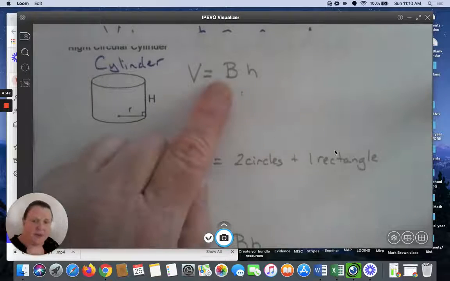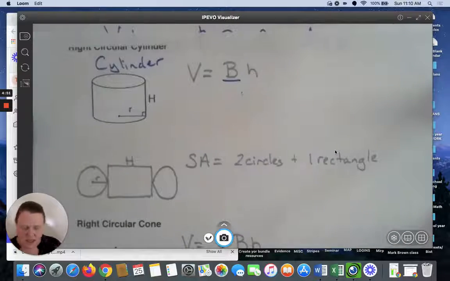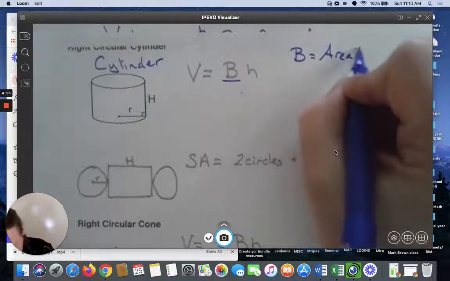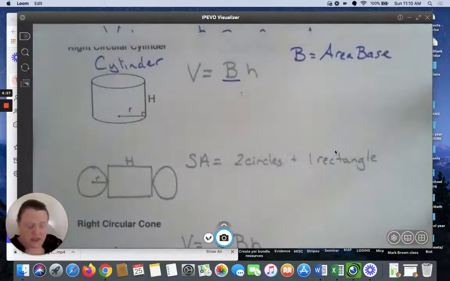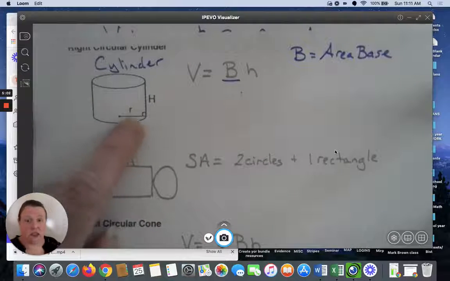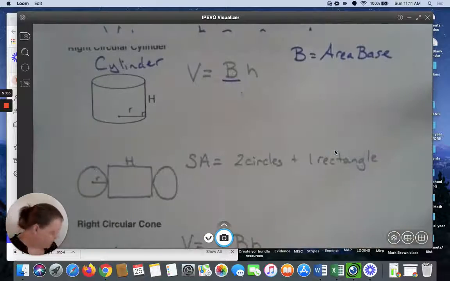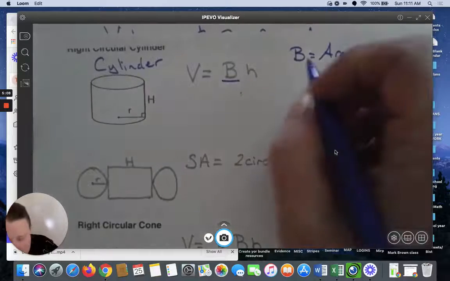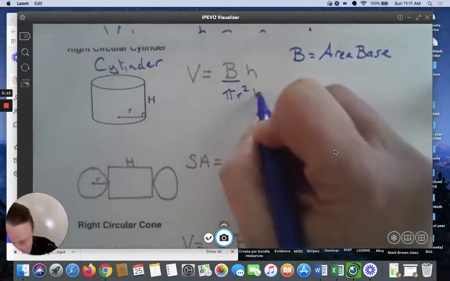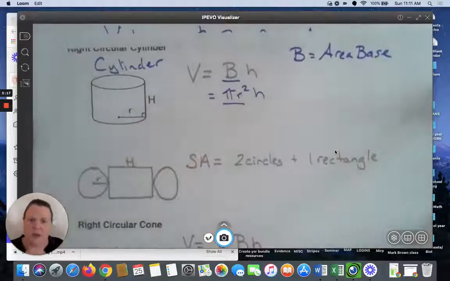This is where the capital B comes into place. And so I want you to remember that this is not the base. The capital B means the area of the base. And in our case, we know that the area formula of the base is a circle. So the formula for a circle, if we don't remember, is pi r squared. So this formula right here is pi r squared, and then we have it times the height. So this is the capital B part, and then we're multiplying it by the height.